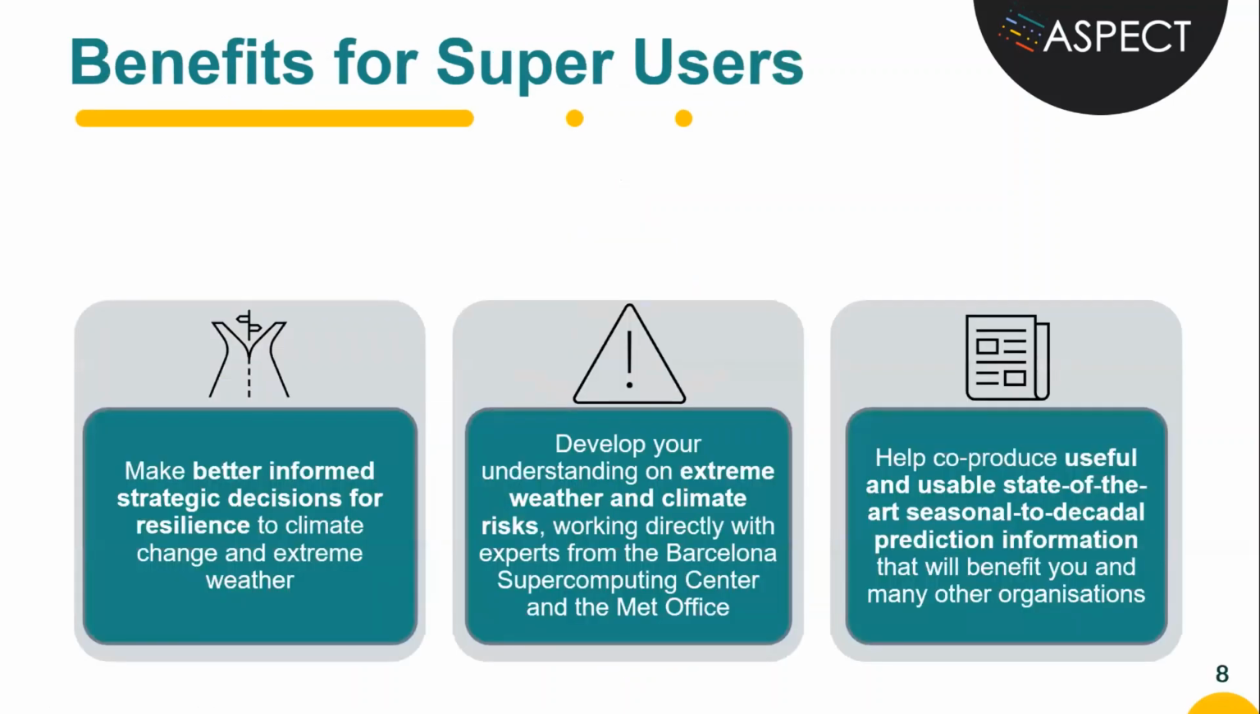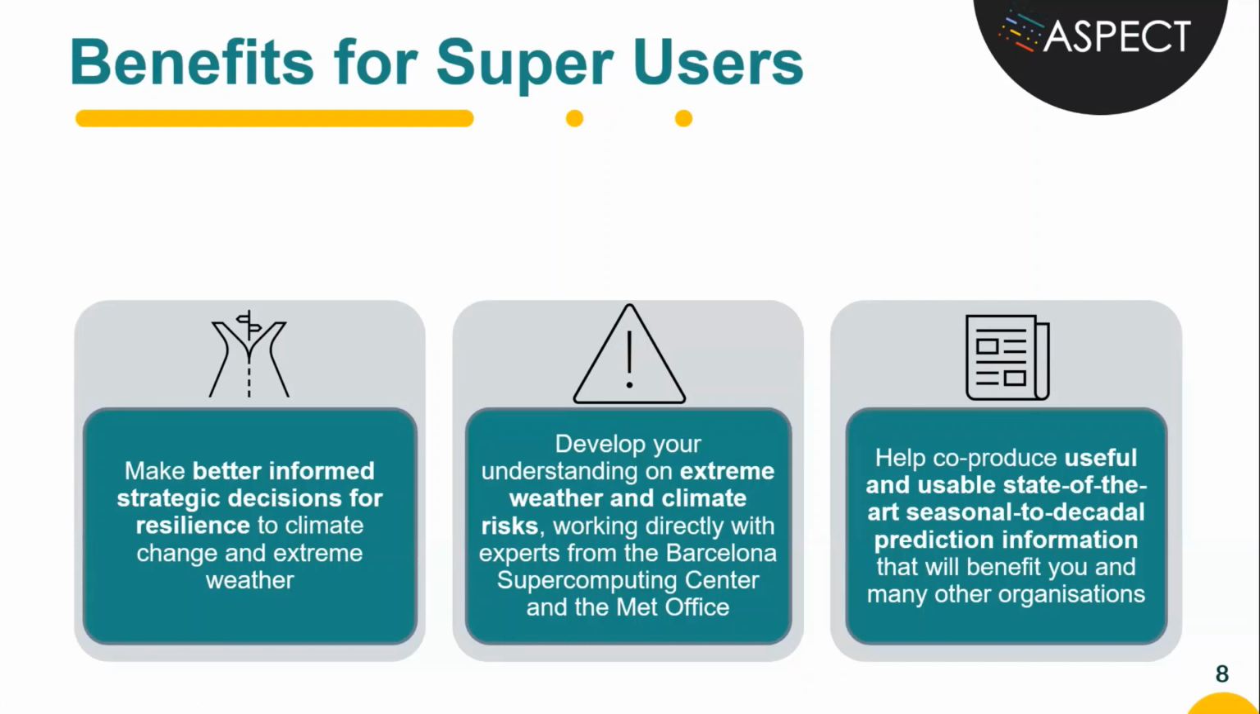And just let me finalize my presentation with this slide, which shows some of the benefits of becoming a super user that we see, but of course there could be other benefits. One of those is making better informed strategic decisions for resilience to climate change and extreme weather. At the end, if you are able through the Aspect project to have climate information in advance, you will be able to make better informed decisions. So I think this is a great benefit.